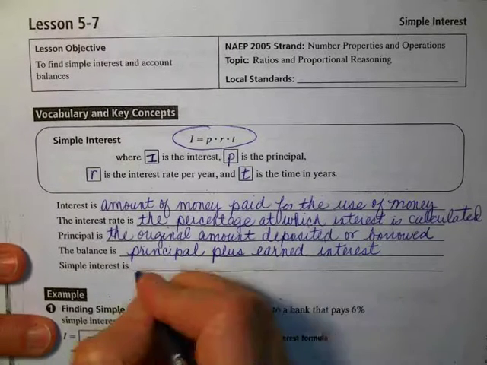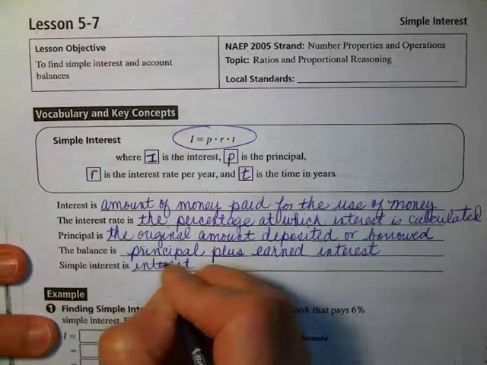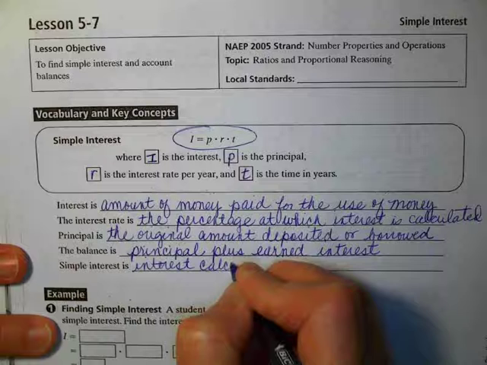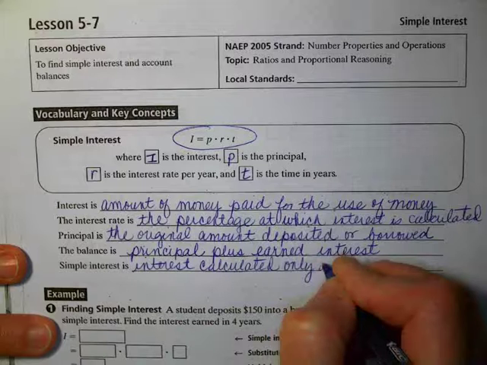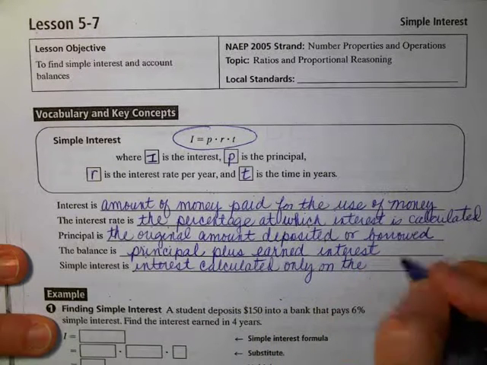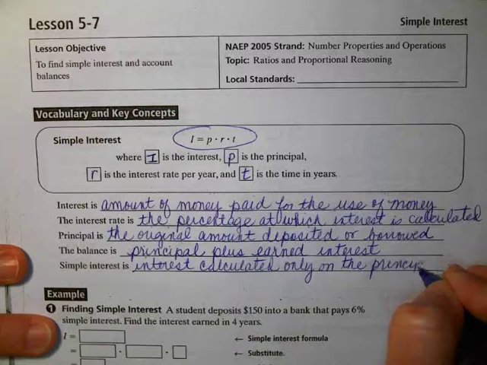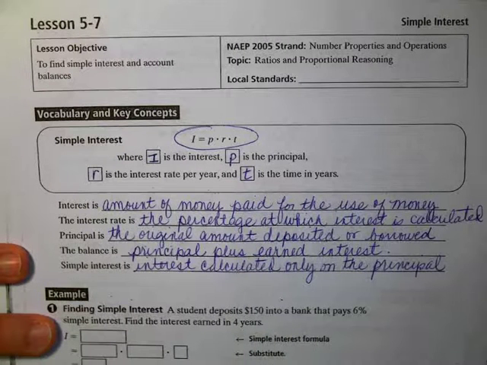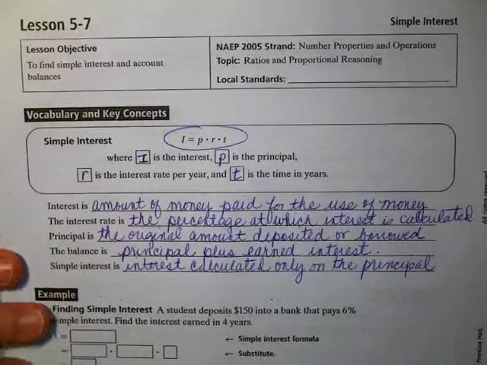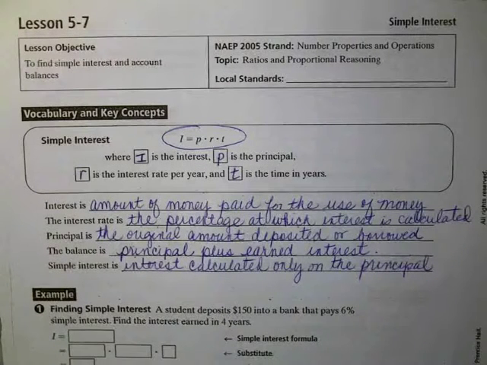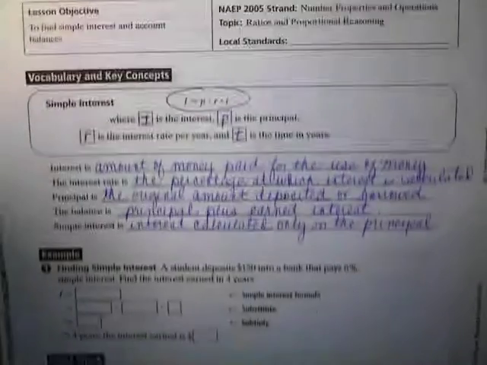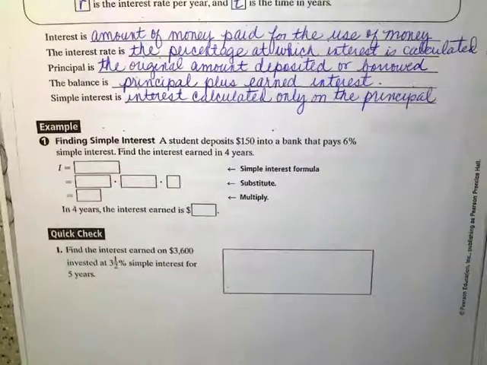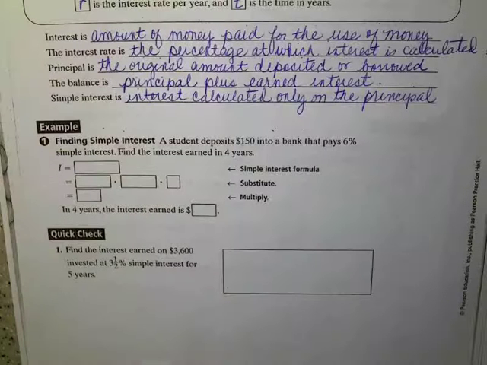All right, simple interest is interest calculated only on the principal. Okay, there is another type of interest called compound interest. We're not going to be dealing with that in this case, but the main difference is that compound interest itself, once it's in the account, can then earn interest as well. That's the main difference between the two.